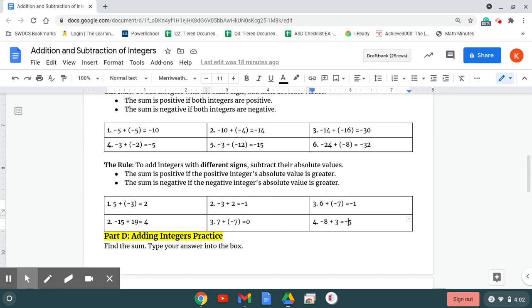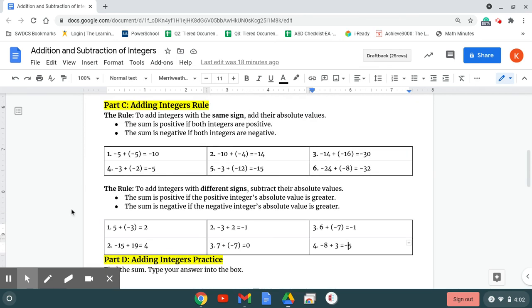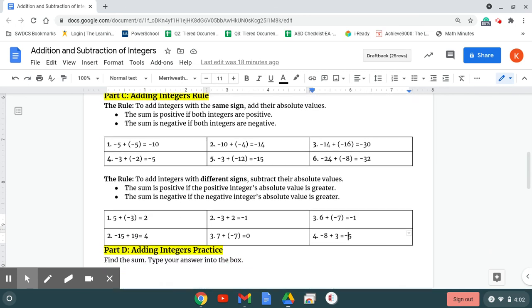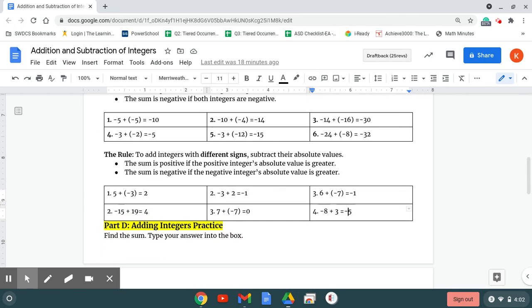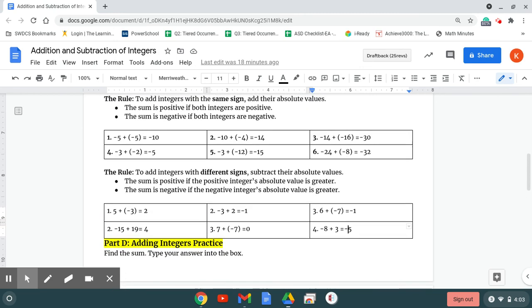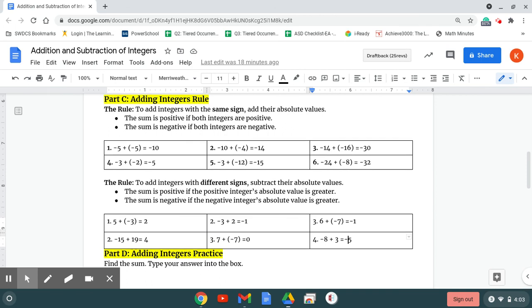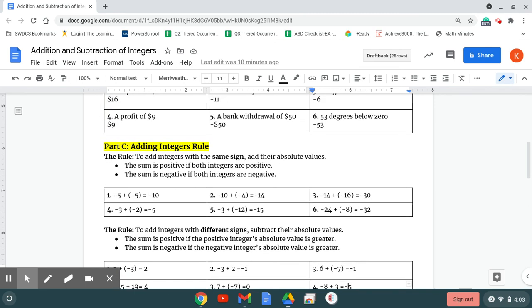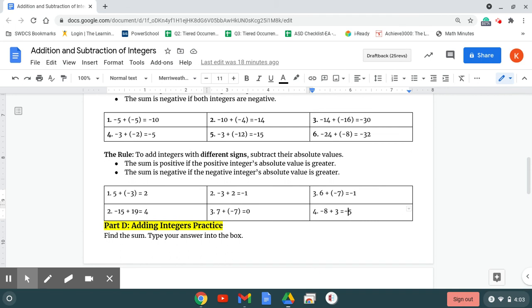So as I was saying, same sign, keep the sign, and add. Different sign, subtract, and keep the sign of the bigger number. So what do you do when you have the same sign? Good. Hopefully you got it right. Same sign, keep the sign, and add. What do you do when you have different signs? Different signs, subtract, and keep the sign of the bigger number.